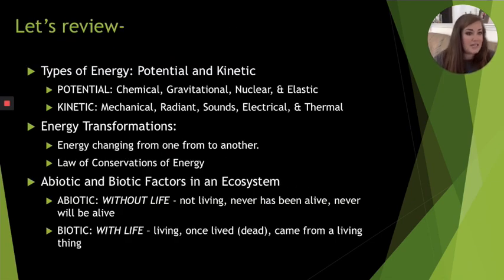Before we get started on today's work, I want to spend some time talking about what you've learned over the last couple weeks and reviewing some of that material. In your KCS at home lessons, you talked about types of energy and broken down the 2 categories of potential and kinetic. You know that potential energy consists of chemical, gravitational, nuclear, and elastic energy, while kinetic energy consists of mechanical, radiant, sound, electrical, and thermal. You've also spent some time working on energy transformations.